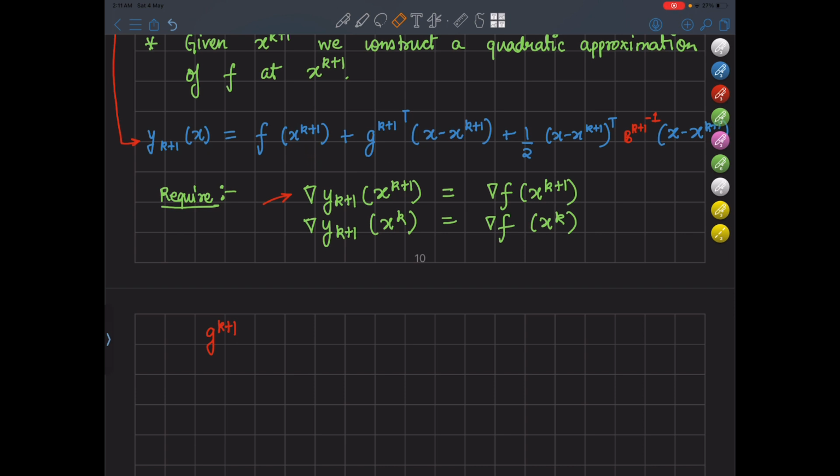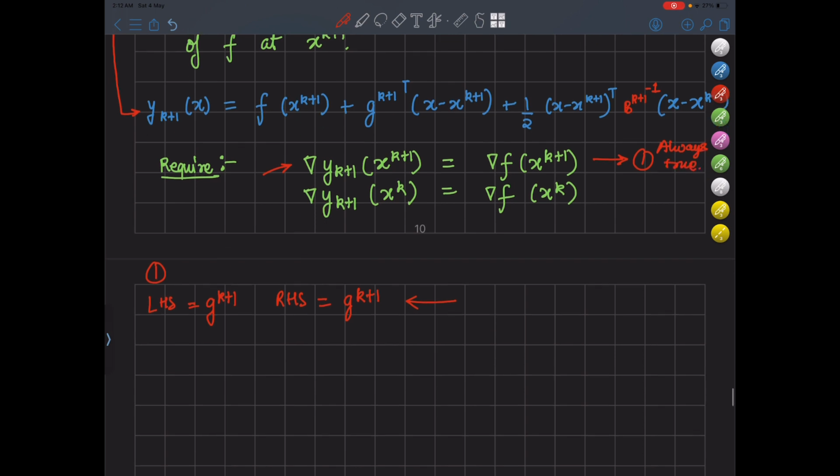On the other hand, the gradient of the function itself will be gk plus 1. So this is the LHS, and the RHS is also gk plus 1 because it's the gradient itself. So this is what the value is. This is always true. So the first condition is always true.